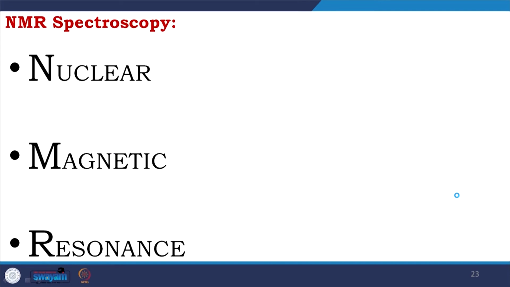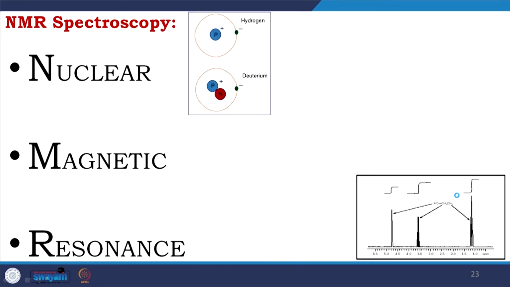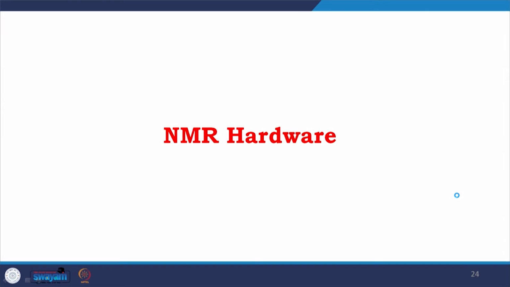So, I talked about NMR spectroscopy, the nucleus, we discussed resonance, and we discussed the magnetic property, magnetism. Now, we will talk about the hardware of this. So, we will discuss NMR hardware. But before going to NMR hardware, I would also like to give you a brief history of how NMR as a technique developed.